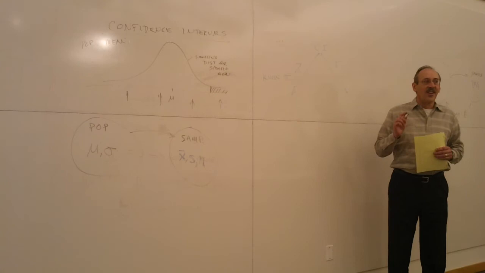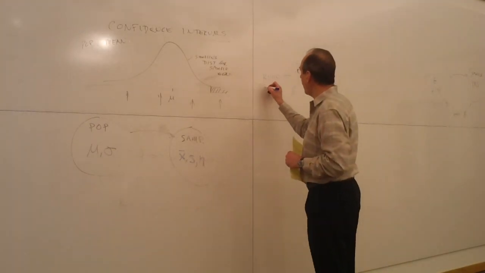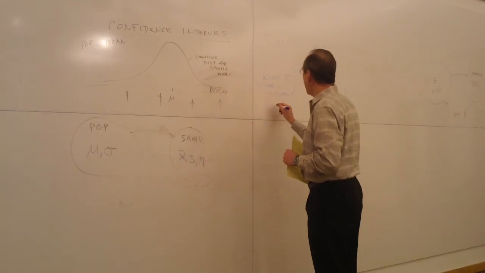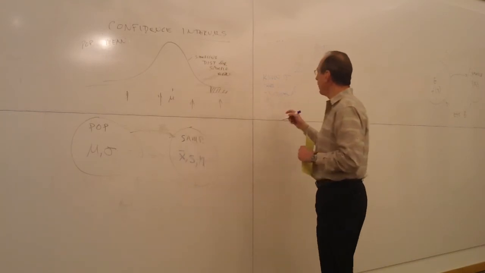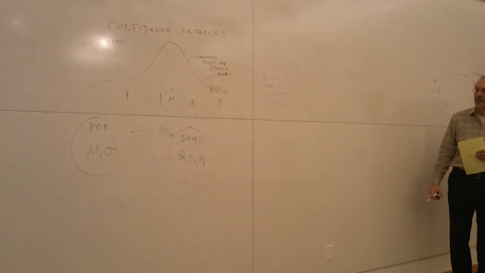You know sigma, and either of two things is true. It's normal, or n is big, whatever big means, greater than or equal to 30, greater than or equal to 50, depending on what you like.